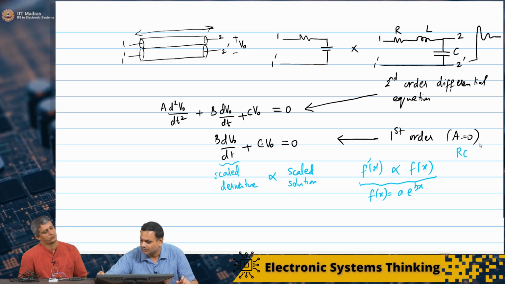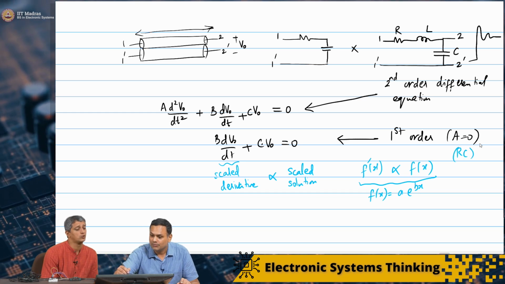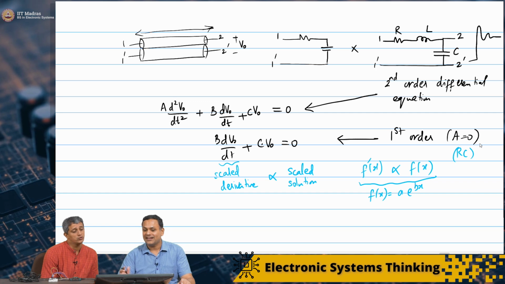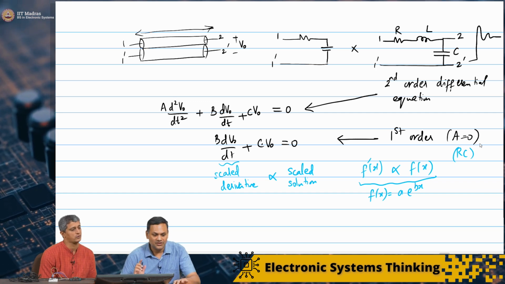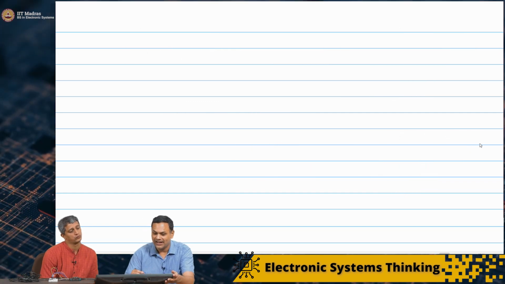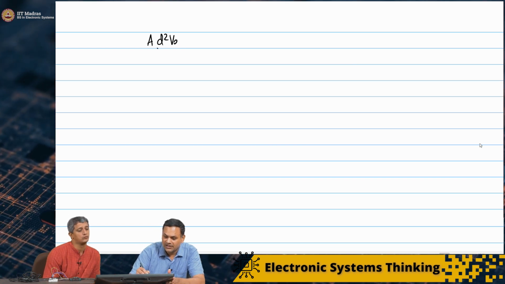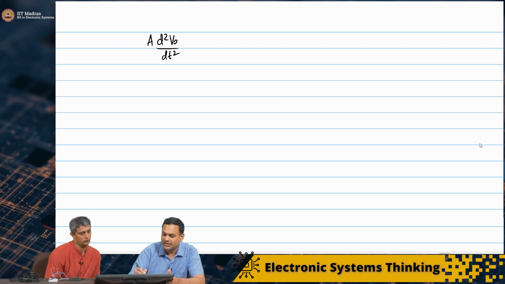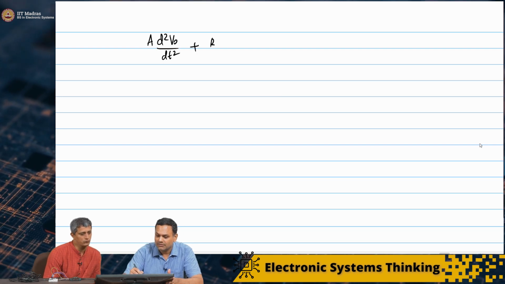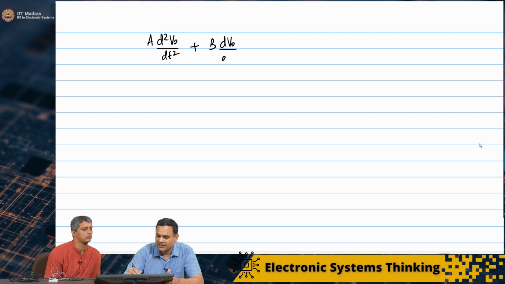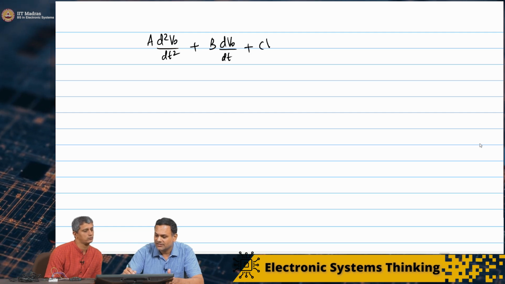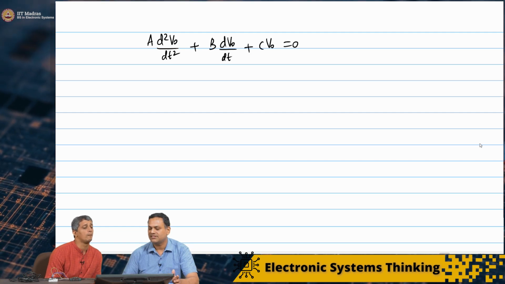Which was our RC. Okay. So now we are looking at a generalized second order differential equation. Let us see what we need from that. I'll write it again here: A d square V naught by dt squared plus B dV naught by dt plus C times V naught is 0. This is our general form.